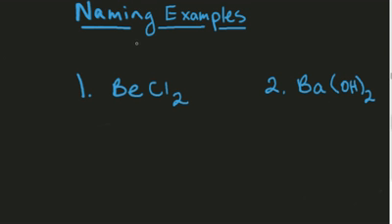Today we're going to be looking at some basic naming examples. Alright, let's get started. Here we should recognize this as an alkali earth metal, group 2. This is group 7, a halogen, a non-metal. Metal and non-metal is ionic bond.